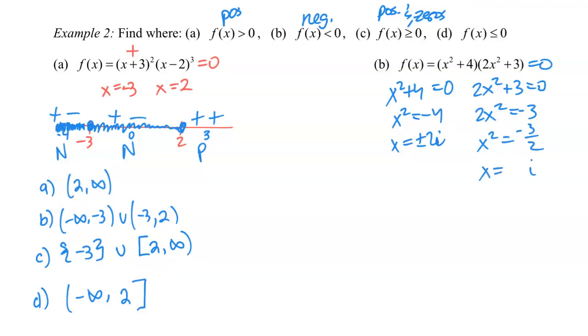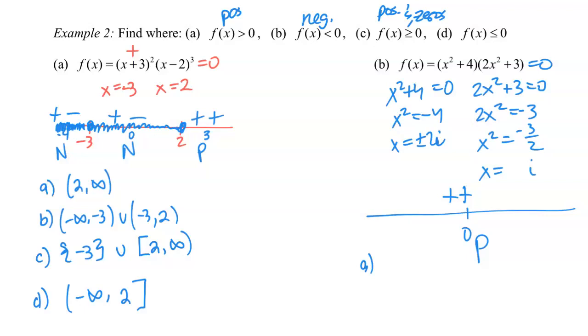And so there are no critical values to put on my number line, and the only thing I can do is choose any number. I'm just going to choose 0, and whatever I plug in is going to be true for all values of x. For A, f of x positive, let's see here. If I plug in 0, I'm going to get positive, and so therefore the entire number line is going to be positive. There are no zeros and there are no negatives.